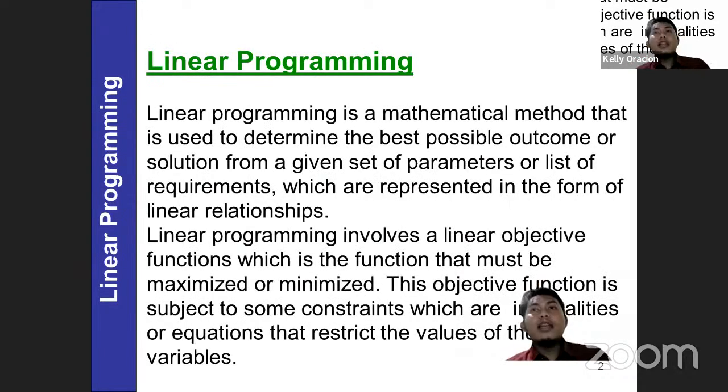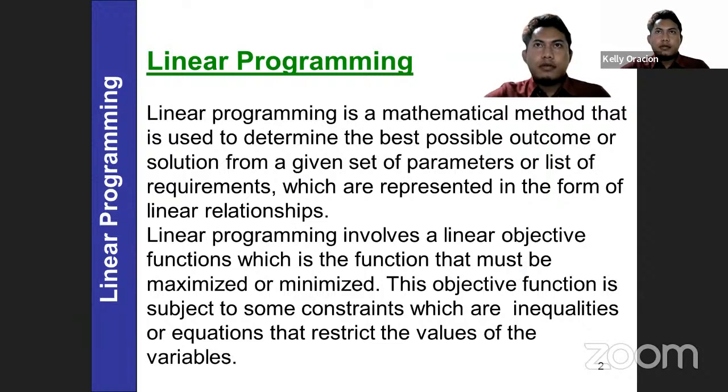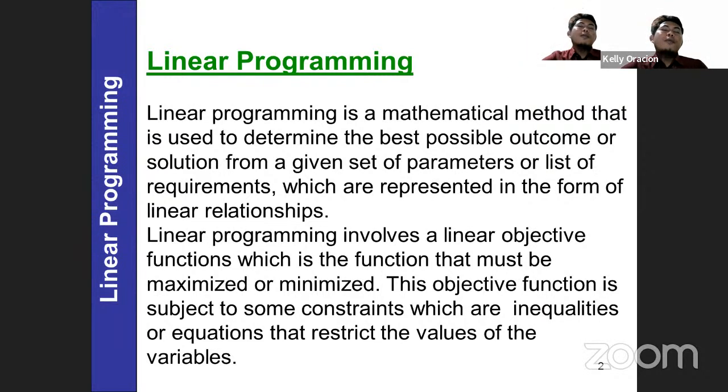To start with, let's have the definition of linear programming. So, linear programming is a mathematical method that is used to determine the best possible outcome or solutions from a given set of parameters or list of requirements which are represented in the form of linear relationships.